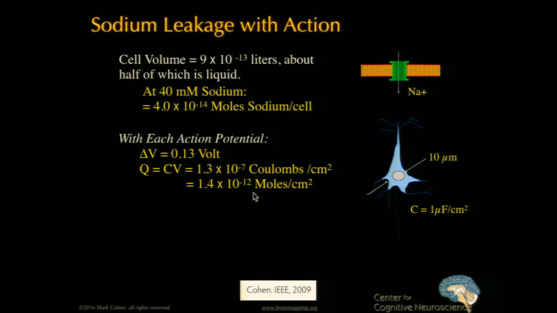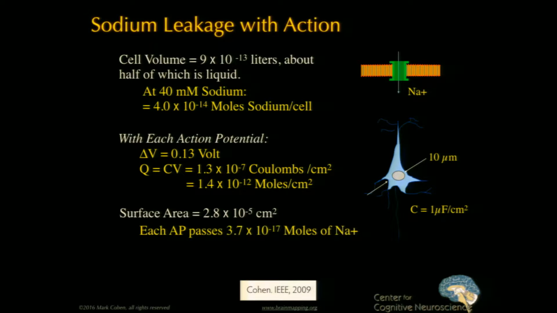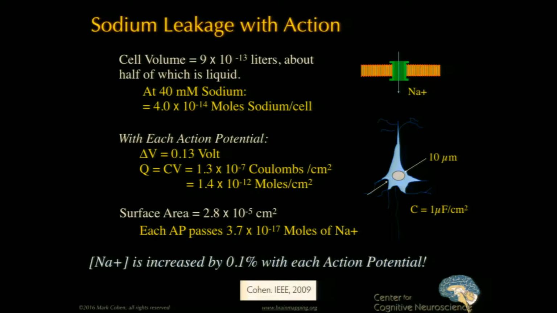That's about 10 to the minus 12 moles per square centimeter. Given that the neurons are about 10 to the minus 5 square centimeters of surface area, you're moving about 4 times 10 to the minus 17 moles of sodium, which means that the concentration of sodium is increased by about 0.1% with each action potential. If you fired an action potential 1,000 times, the neuron would be depleted. And people have actually verified these kinds of numbers experimentally, which is kind of neat.